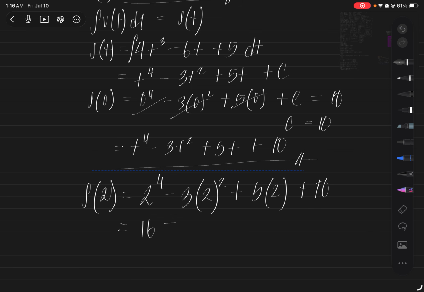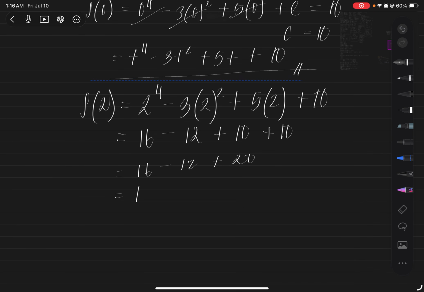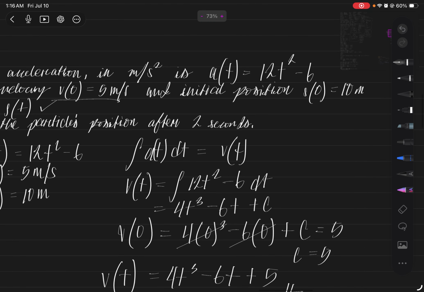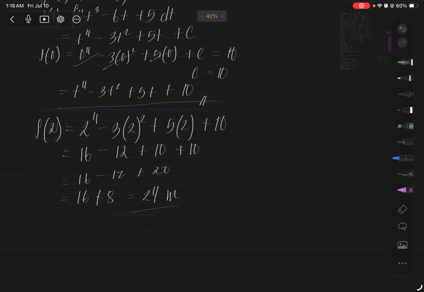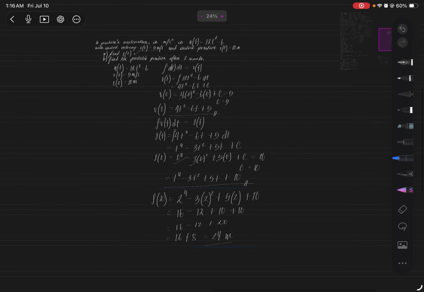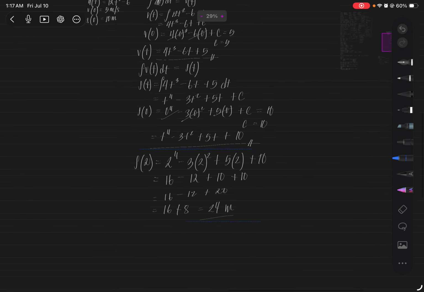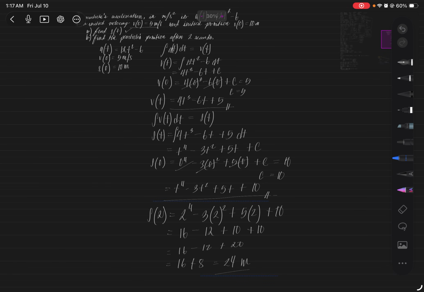This is 16 minus 12 plus 10 plus 10. 20 plus 16 minus 12 plus 10 gives 24. So our final answer is 24 meters. So it's very easy to get the second one if we already get the first part. Now this is our final answer.